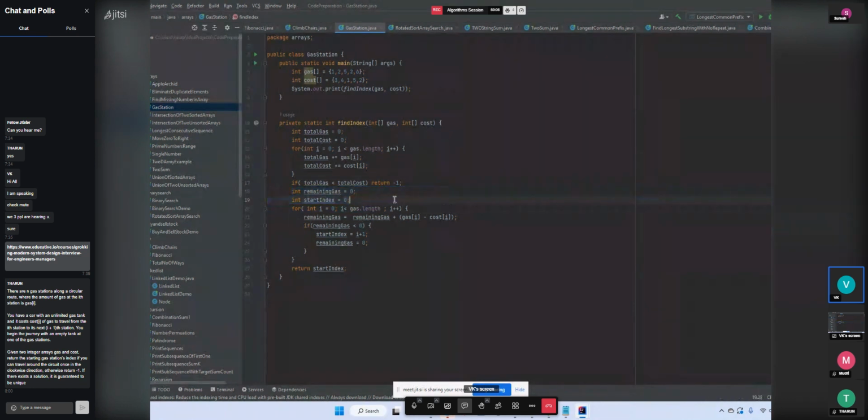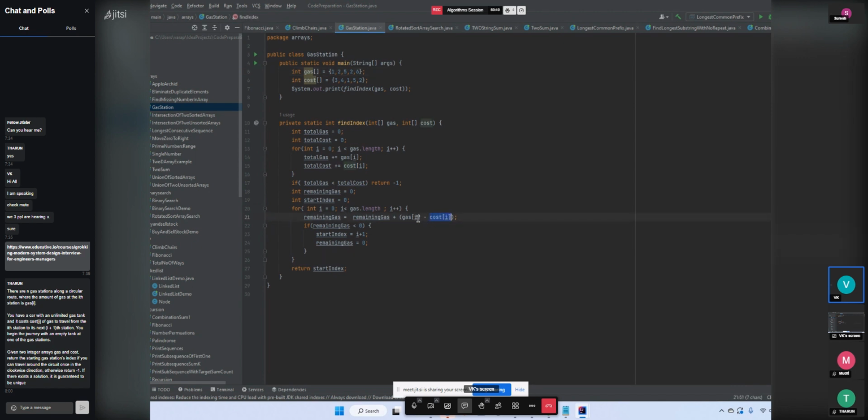Then the other step is, if it is not the case, then we start with the remaining gas. There are two variables we have. One is the remaining gas, and the other is the starting index, where we are starting our solution. Let's say we'll be starting from the 0th index. So remaining gas is 0, and we are taking, the way Suresh explained, the gas available at that gas station, gas of i.